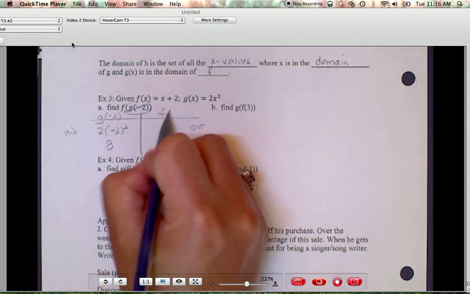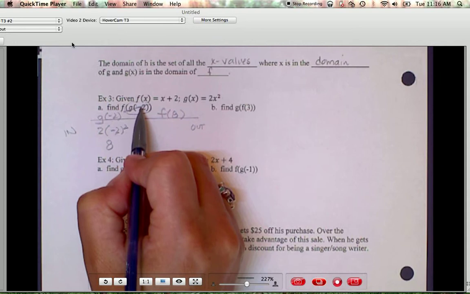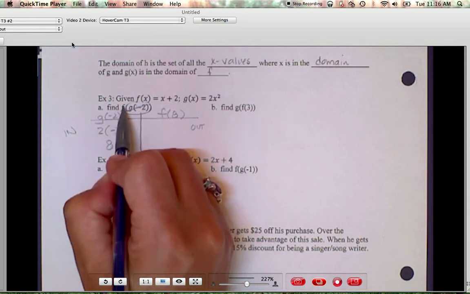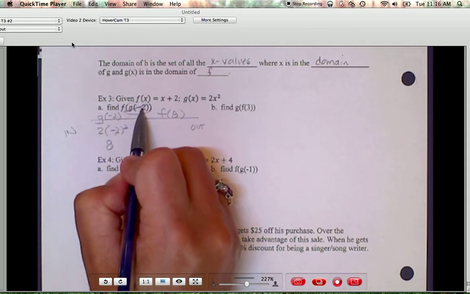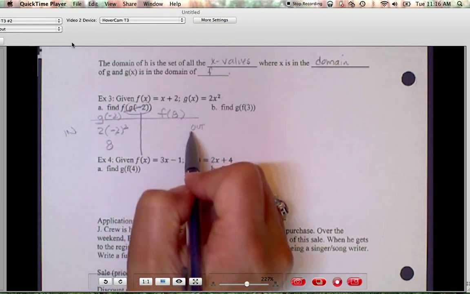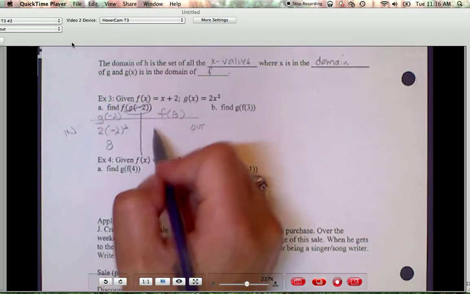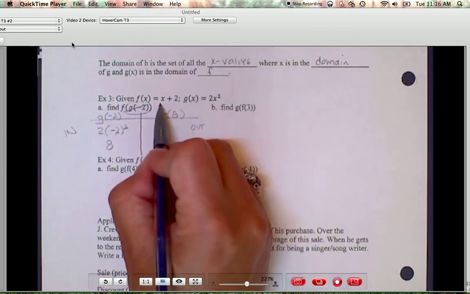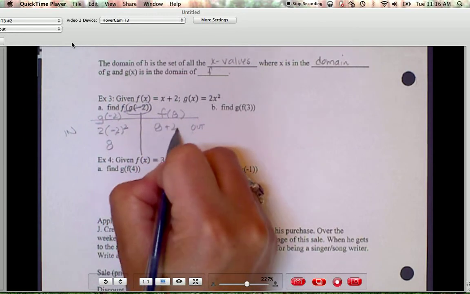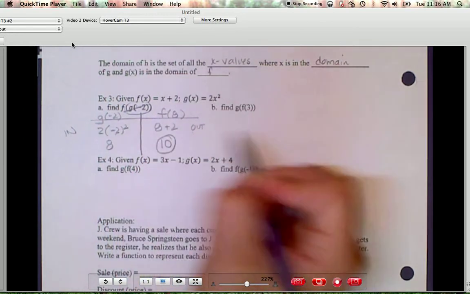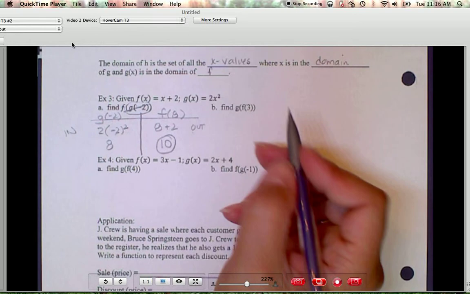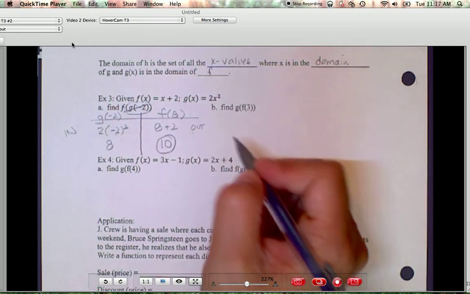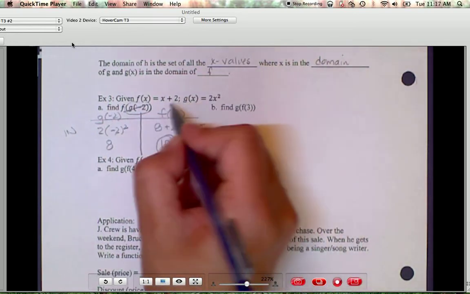All right. Now, since g of negative 2 is 8, you could get rid of this, and now we have f of 8. Because g of negative 2 is equal to 8, now we're doing f of g of negative 2, which is f of 8. This is the outside now. The f function is on the outside. So f of 8 would simply be 8 plus 2, and so your final answer would be 10.